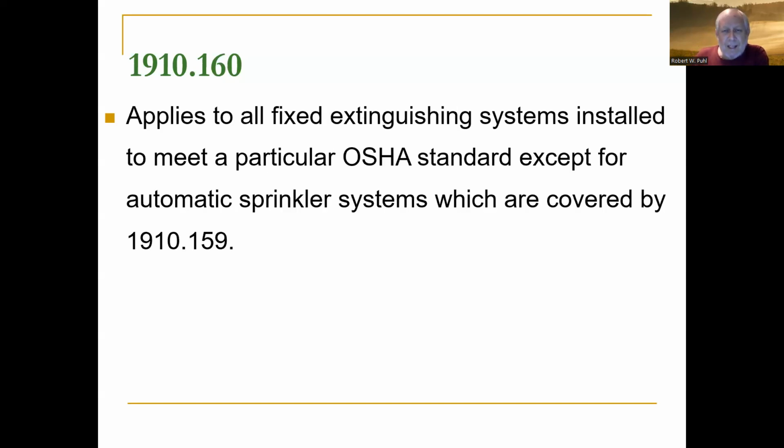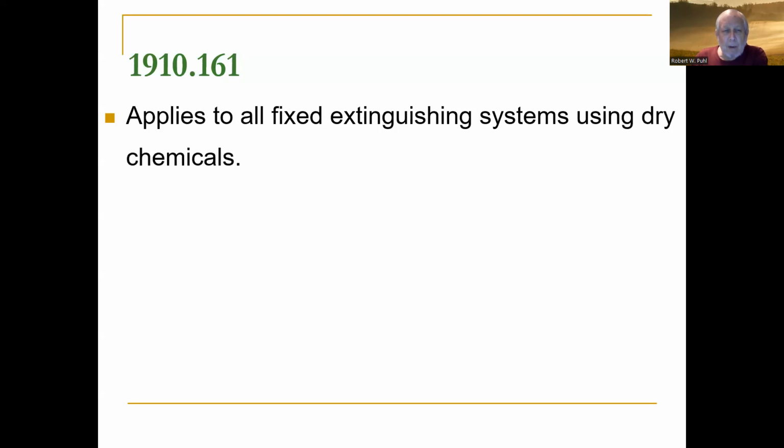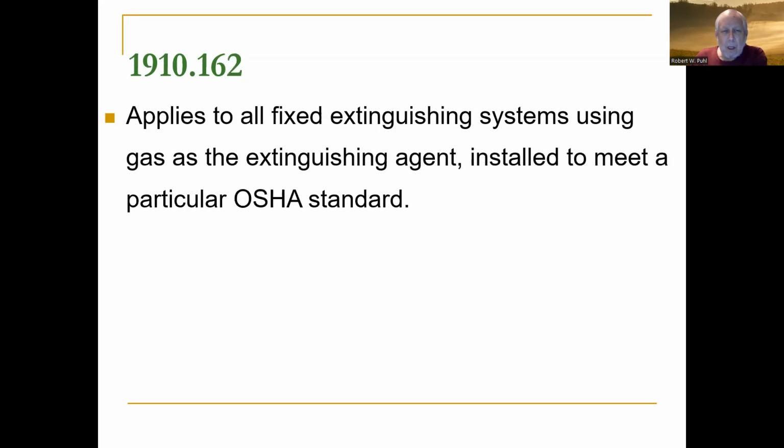160 applies to all fixed extinguishing systems installed to meet a particular OSHA standard, again, except for automatic sprinkler systems, which we just talked about in 159. So there you go, to meet a particular OSHA standard. 161 applies to all fixed extinguishing systems using dry chemicals. 162 applies to all fixed extinguishing systems using gas as the extinguishing agent installed to meet a particular OSHA standard. And I'm sure the gas isn't gasoline. It wouldn't be a very good extinguishing agent, would it?